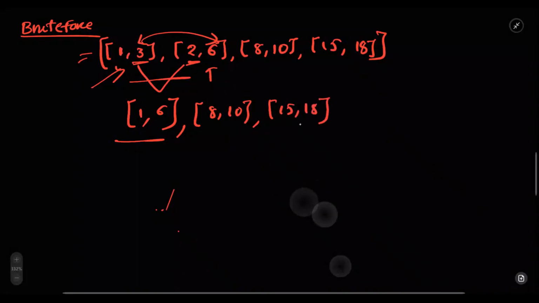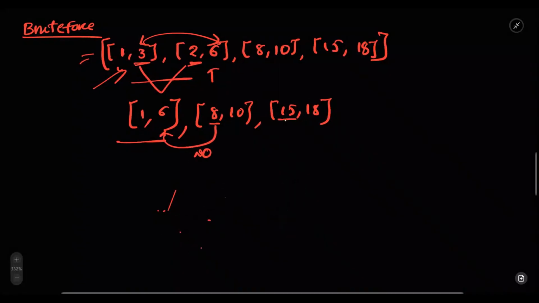And we have to do the same thing again. Is 8 lesser than or equal to 6? Is it true? No. Again 15, no. Again no. Therefore we can see that none of the starts is lesser than or equal to the previous end. Therefore there are no intervals that are overlapping with each other, and this will be our final output.